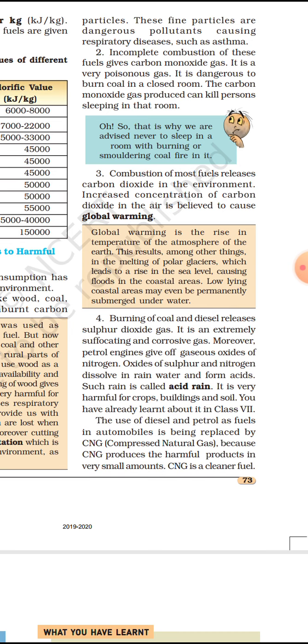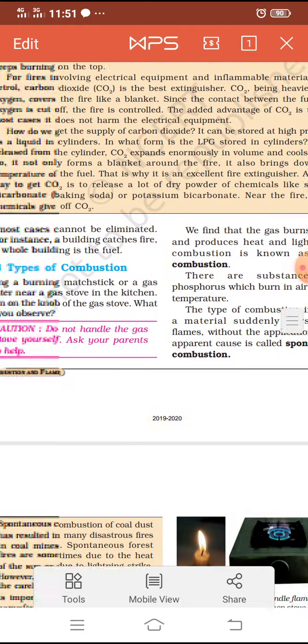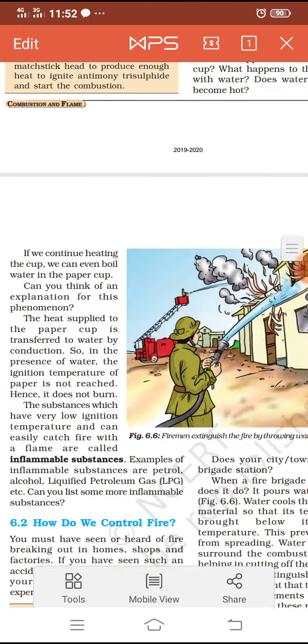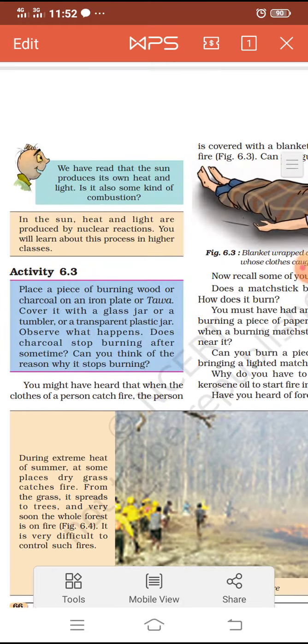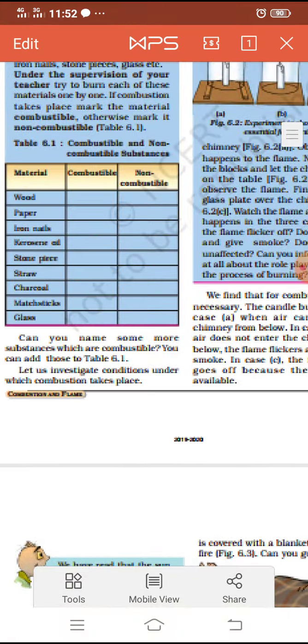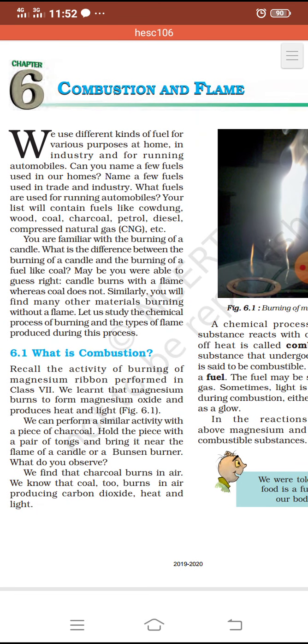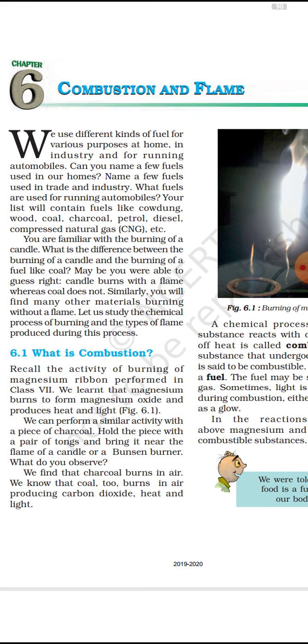So from this lesson we come to know about combustion and flame. Afterwards we learned how to control the fire, what the flame is, what fuels we are using for the flame, and what the structures of the flame are. All that we saw in this lesson.